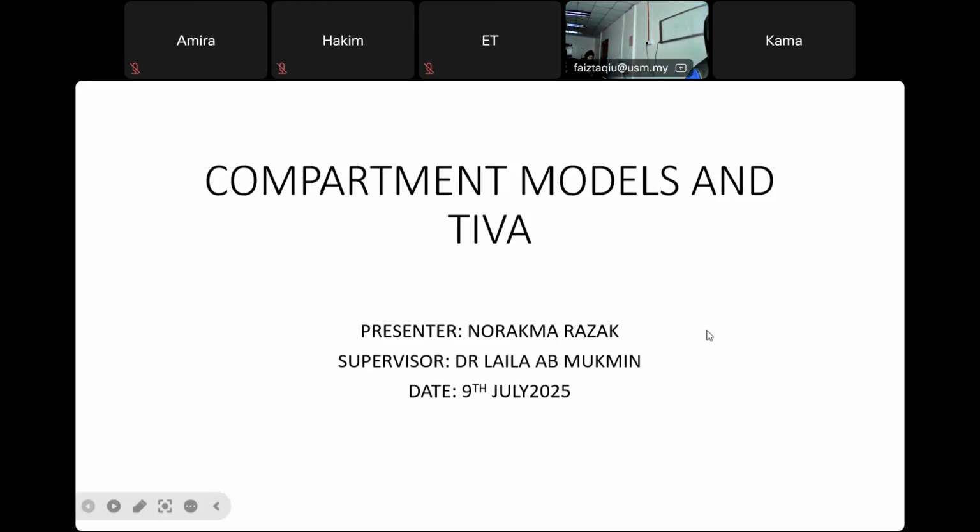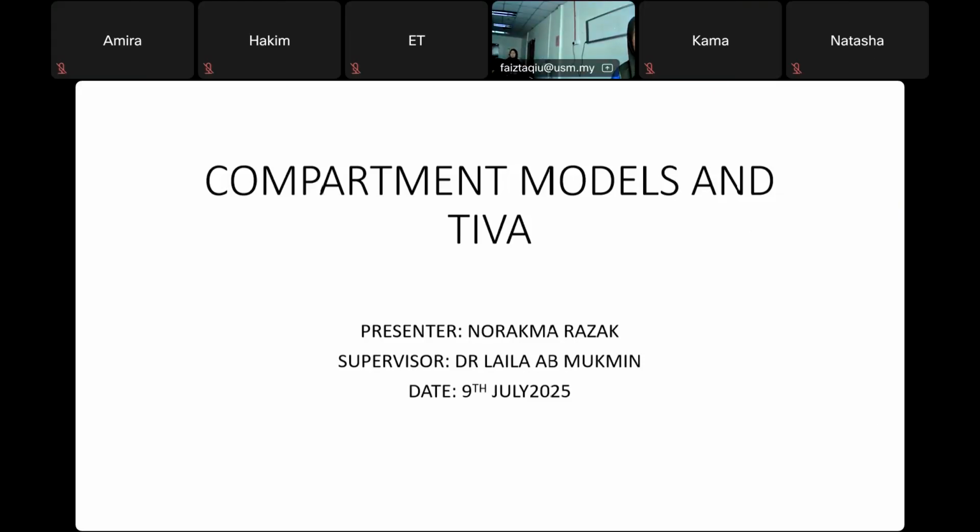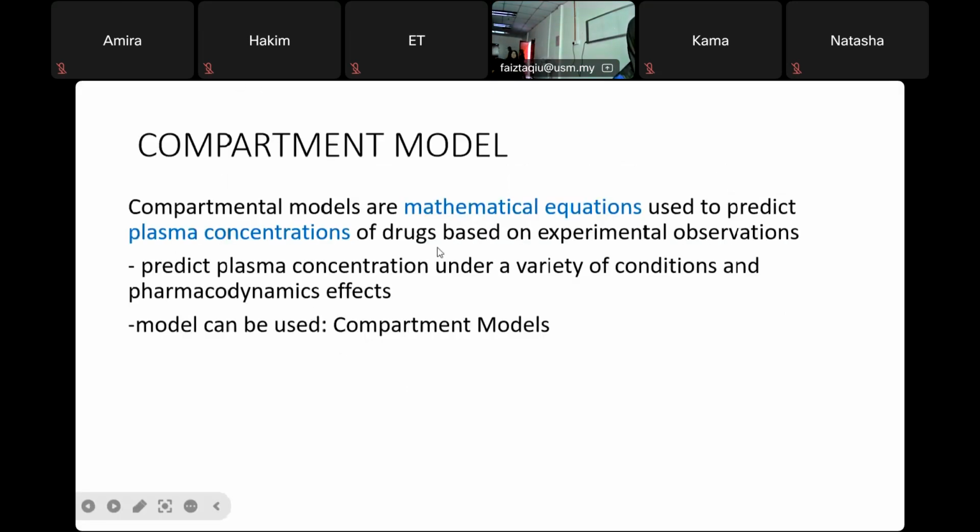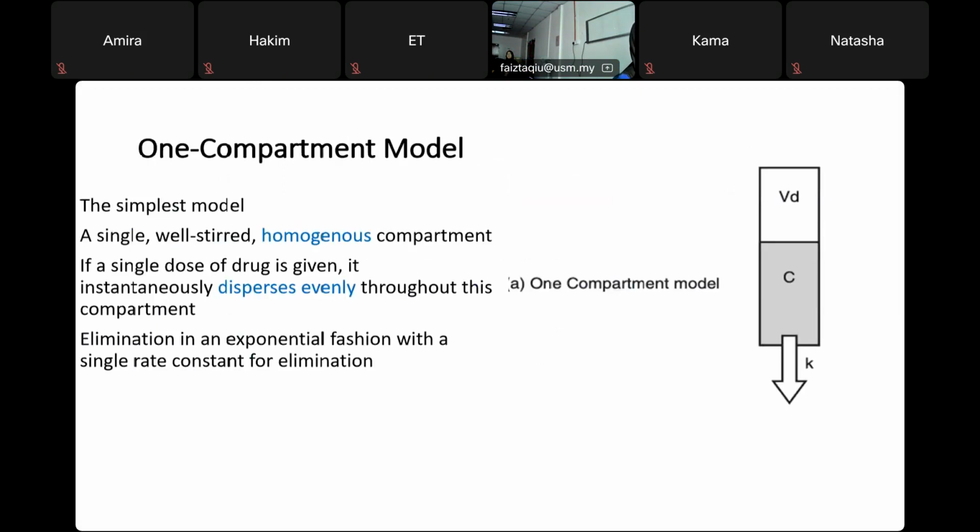Okay, Assalamualaikum and very good morning everyone. So today our topic for SME is the compartment models and TIVA. Compartment models are mathematical equations used to predict plasma concentration of drug based on experimental observations. The predicted plasma concentration is under a variety of conditions and pharmacodynamic effect. The compartment model has one compartment model and multiple compartment model.